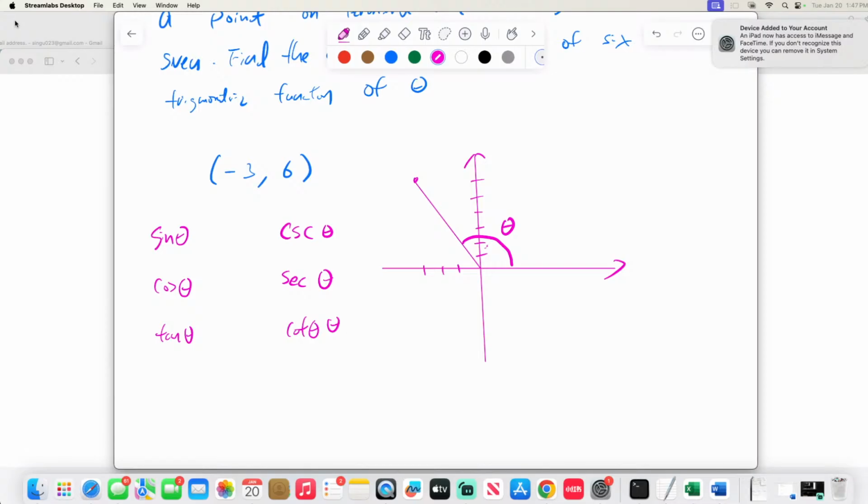Well, it doesn't matter because we can draw a reference triangle here, and we're going to use that information. For example, this is -3 and this is 6. Is that okay? What will be the third side? What will be the terminal side? This terminal side right here.